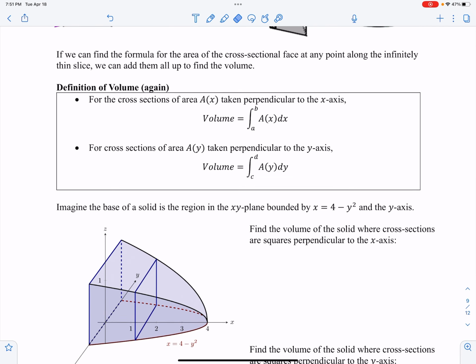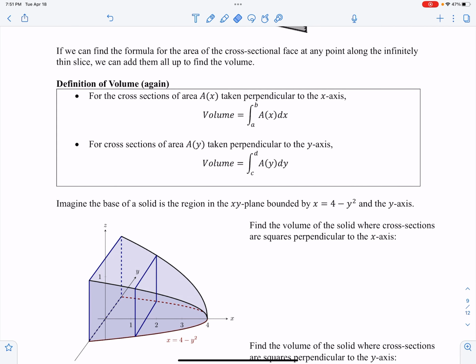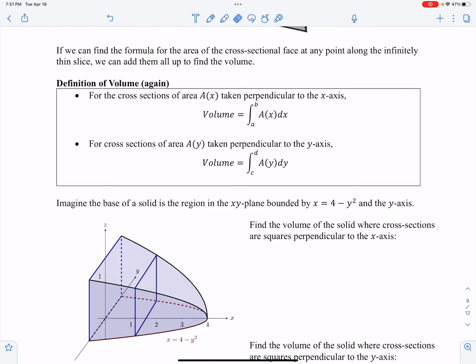So we're going to talk about a new type of solid that can be created when you know the shape of the cross section and you can come up with a formula for the area of each of those cross sections, thinking about the given region as being the width of the base of whatever the cross section is. So let's get into this first example.